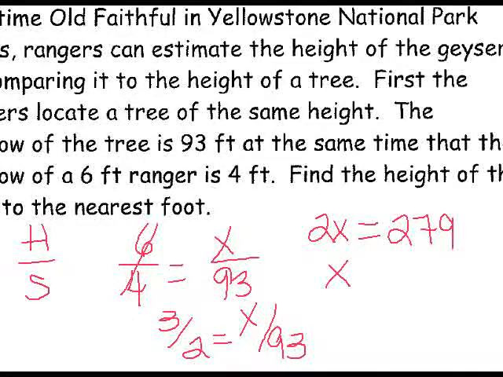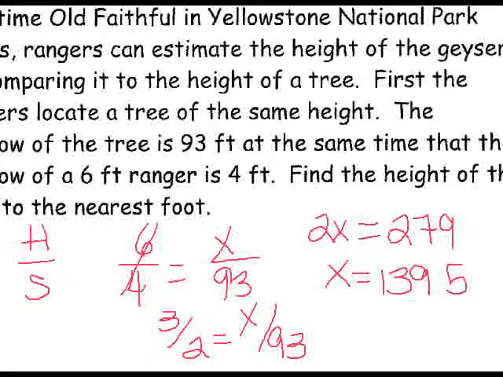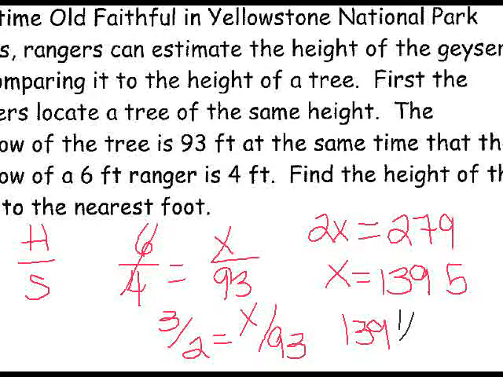So x is equal to 139.5 feet. So our final answer, my decimal doesn't want to go there. So 139 point, okay, we'll do 139 and 1/2 feet. My decimal doesn't want to work. So 139 and 1/2 feet.